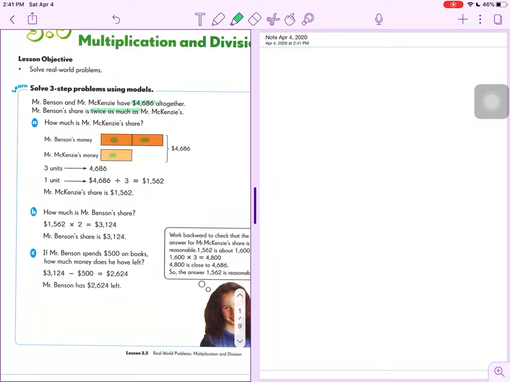1, 2, 3. So that's it all together, the $4,686. Mr. Benson's share is twice as much. So they're doing 4,686 divided by 3 to get an answer of 1,562. So that was our first question. How much is his share?